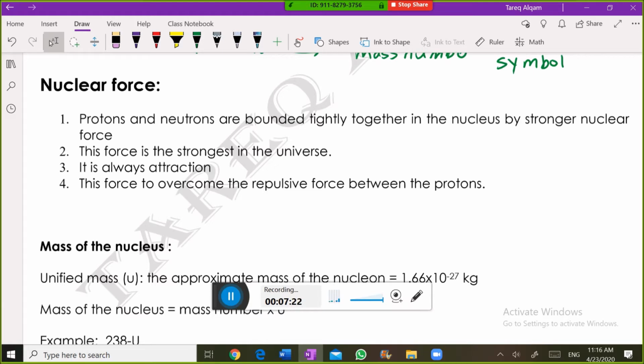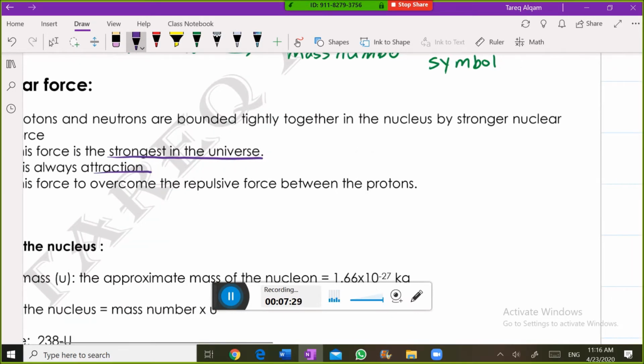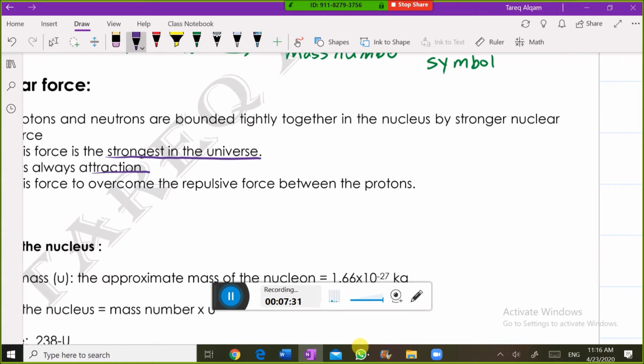It's the strongest force in the universe. It's always attraction, guys, and it's independent of charge. Inside the nucleus, there is a force between proton and proton, attraction. This is not an electric force. This is a nuclear force. Beside the electric force, there is also a nuclear force.